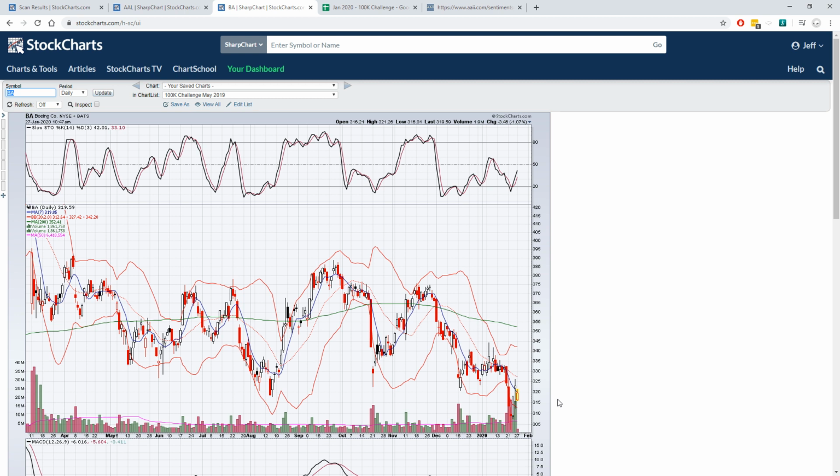So Boeing is on the top of my list as far as, hey, you know what? This is something I think I'd like to grab here today. Am I pulling the trigger on it now? No, I'm not.